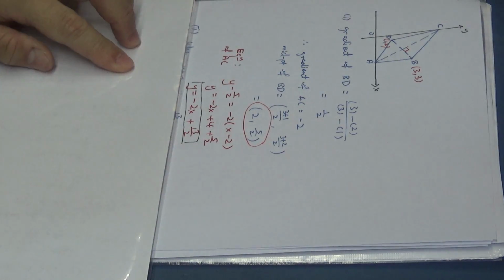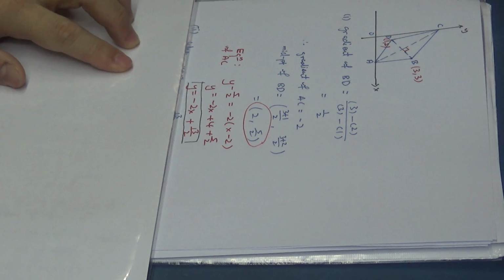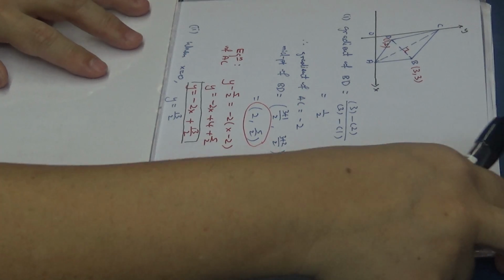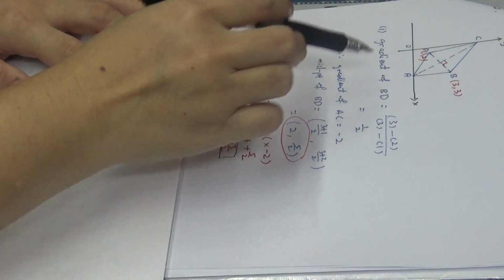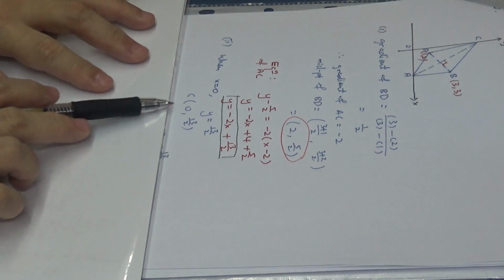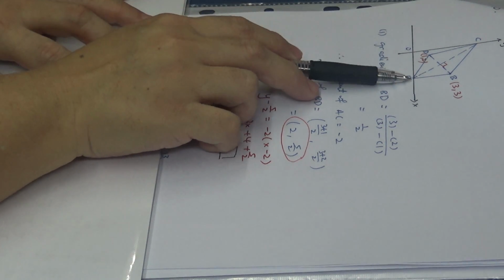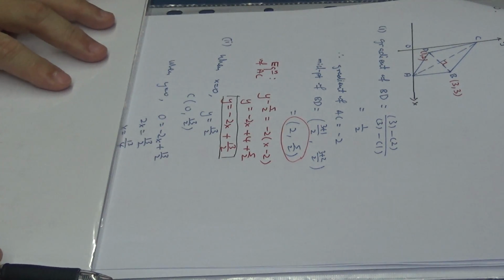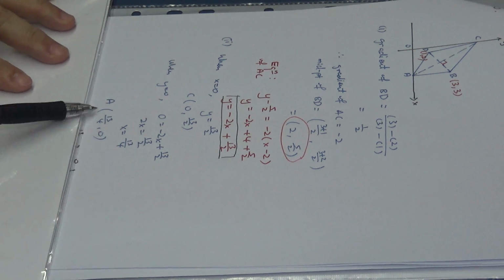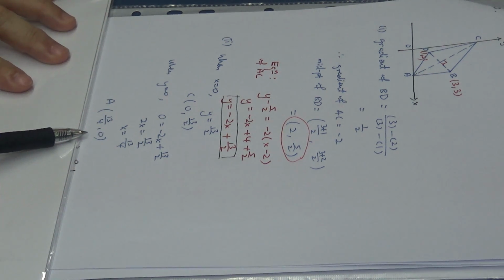Now part 2, they say hence find the coordinates of A and of C. When x is 0, I will get C. So C is (0, 13/2). When it's at A, the y is 0. So I plug in, I will get x is this. So A is (13/4, 0).